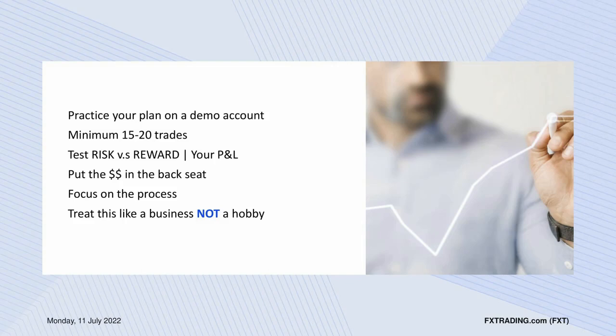So if you're risking 1% in the market, and let's say taking an example, you might be risking 50 pips and your reward might be 100 pips. Okay, that's a 1 to 2 risk and reward. Okay, test your risk and reward and your P&L. Your P&L is your profit and loss. Try to put the dollars in the back seat.